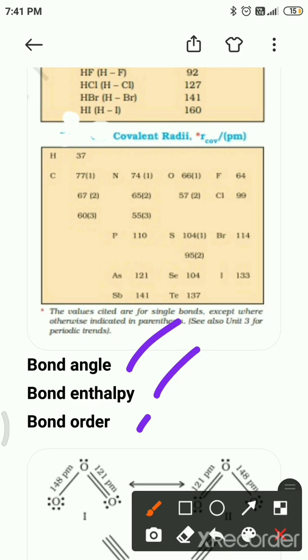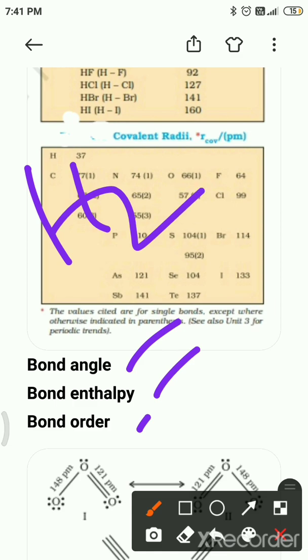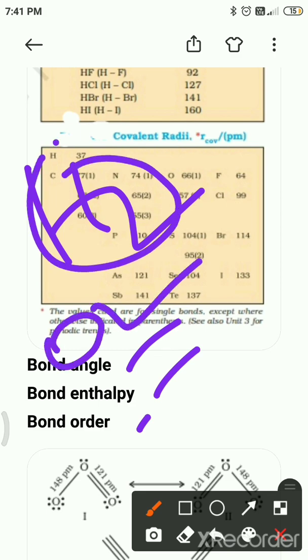For example, H2 has a single shared electron pair, O2 has two shared electron pairs, and nitrogen has three shared electron pairs. So the bond order is 1 for hydrogen, 2 for oxygen O2, and 3 for nitrogen. Similarly, carbon monoxide has 3 shared electron pairs between carbon and oxygen, so its bond order is 3.